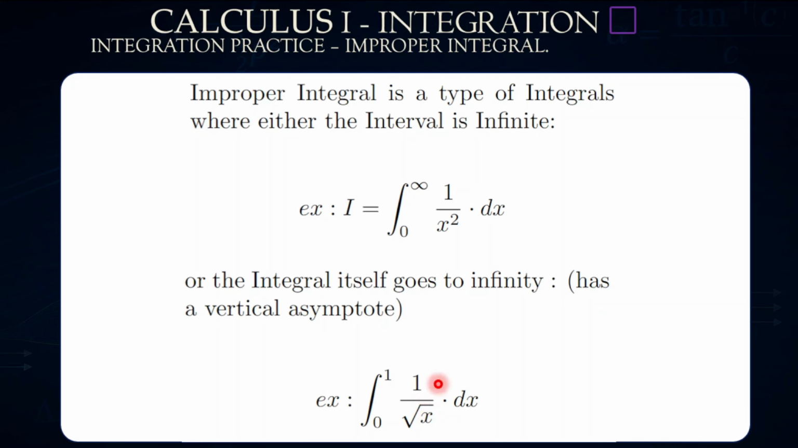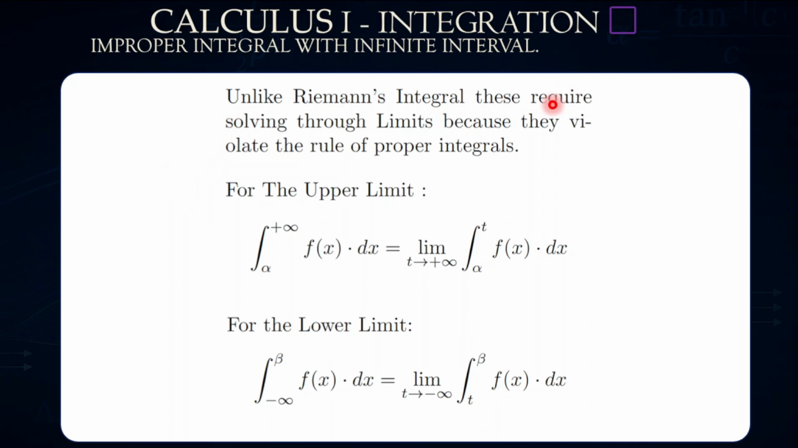So this goes to infinity. In other words, for x equals 0, you have no defined values, you have a barrier, which is an asymptote, x equals 0, where the curve approaches plus infinity, but it cannot reach x equals 0. It approaches it, but it can never breach it. This is like a value that is not permitted to cross through. It's an undefined value within the interval. This is what an improper integral means. Either the interval goes to infinity, or the value of the integrand at one point goes to infinity and is no longer defined. Unlike Riemann's integral, these require solving through limits because they violate the rule of proper integrals.